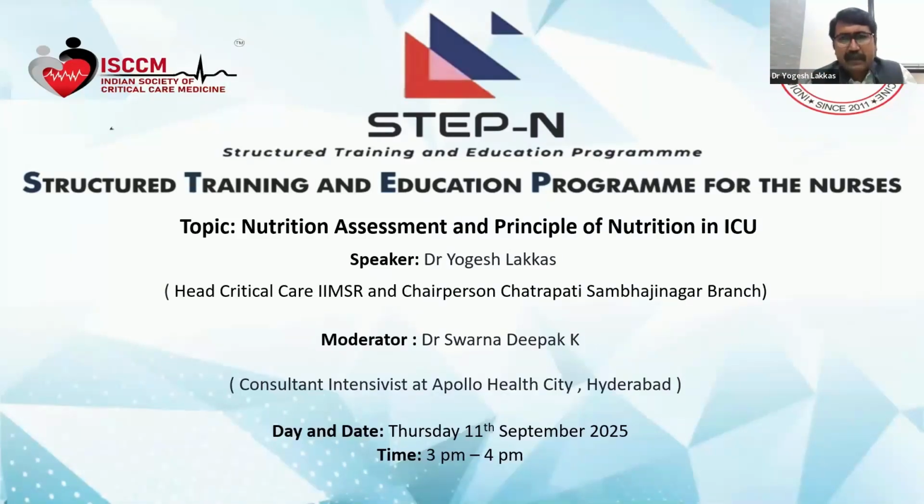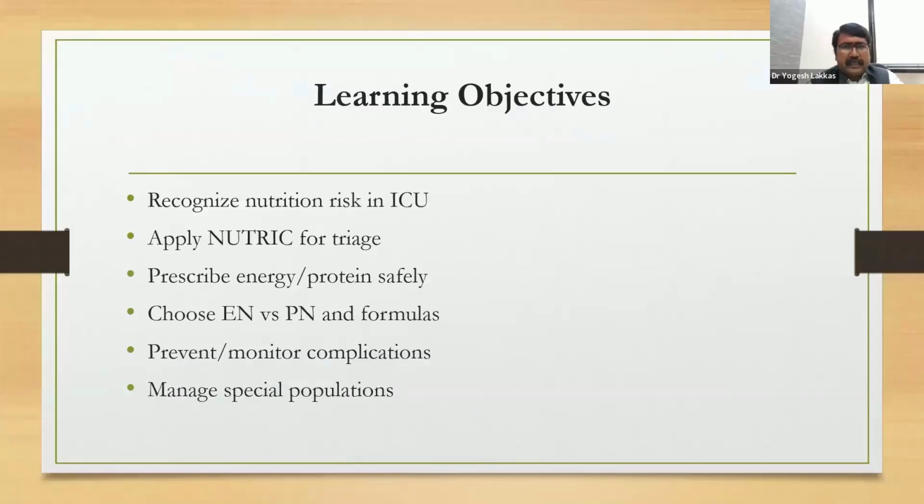Welcome all the participants. This is a very important topic, nutrition assessment and principle of nutrition in ICU. Learning objectives: to recognize nutrition risk in ICU, then apply Nutric score for triage and nutrition of the patients in the ICU. Prescribe the energy and protein requirements safely to the patient, then choose enteral nutrition versus parenteral nutrition and various formulas for the patients, prevent, monitor and manage complications of the nutrition, then manage special populations.